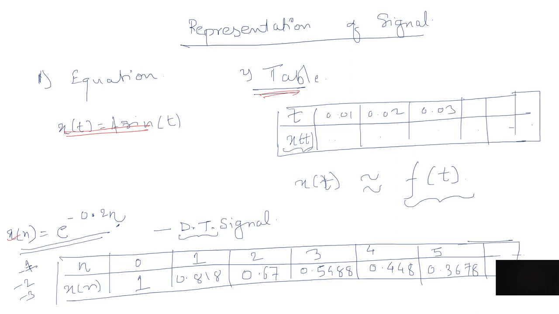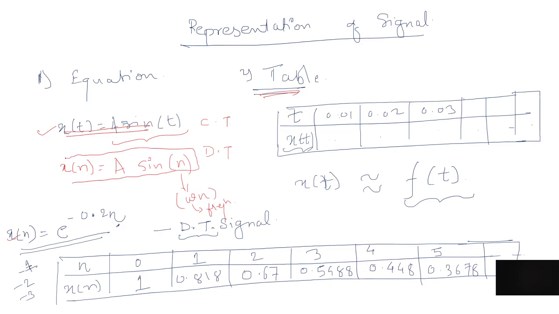First was writing a signal in the equation form. This is the general form, that is A sine of t. This is the continuous time, right? In the discrete time, if I have to represent this, x of n is equal to A sine of n. In fact, instead of n, I write omega n, where omega represents a frequency. But for simplicity, remember that this is the representation of a signal. This is continuous time and this is discrete time.